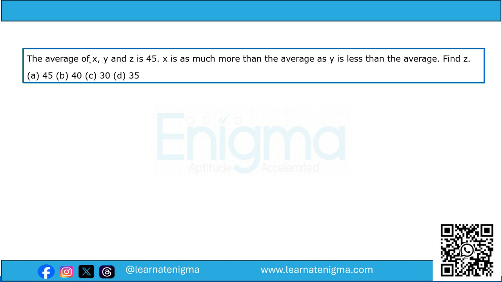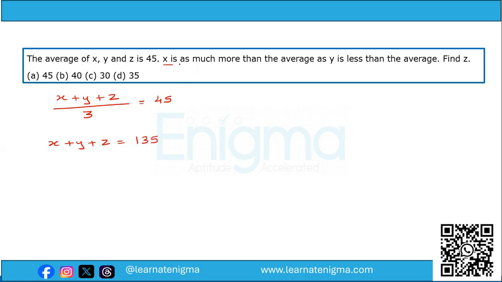Now it is given here the average of x, y, and z is 45. So therefore, we can have the equation as (x + y + z)/3 is equal to 45. So therefore, we can have here x + y + z is equal to 45 times 3, that is 135.